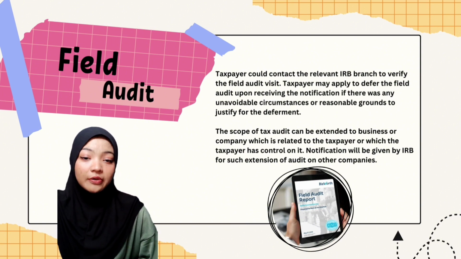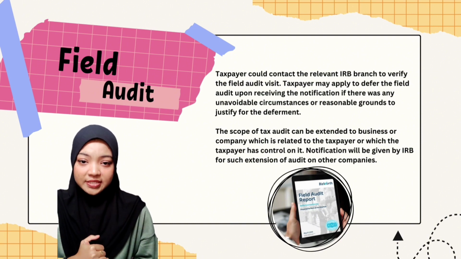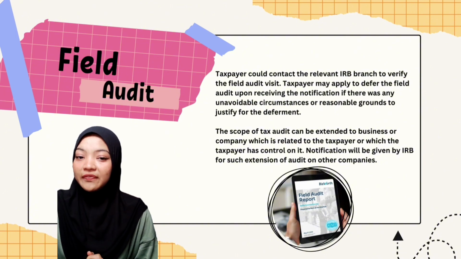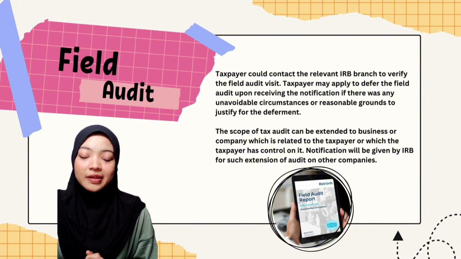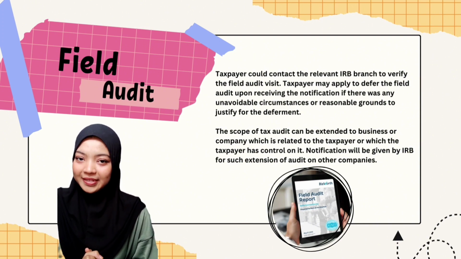The scope of tax audit can be extended to a business or company which is related to the taxpayer or which the taxpayer has control over. Notification will be given by the IRB of such extension of audit to other companies.